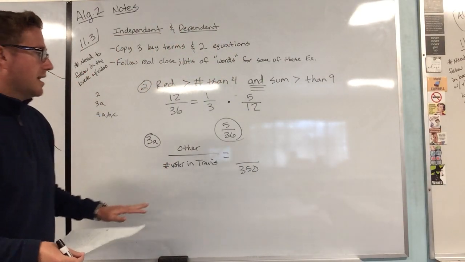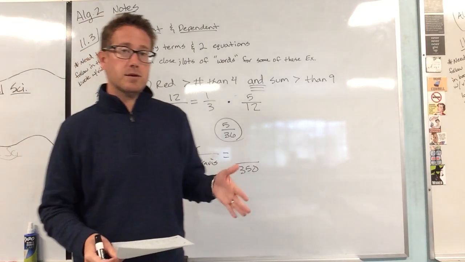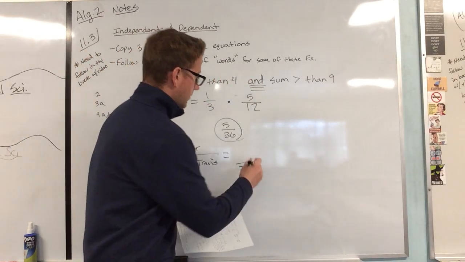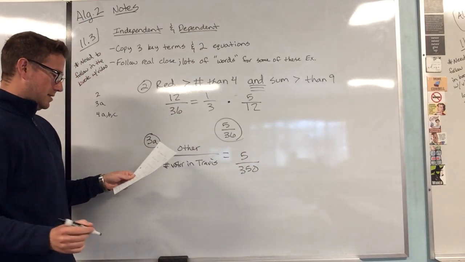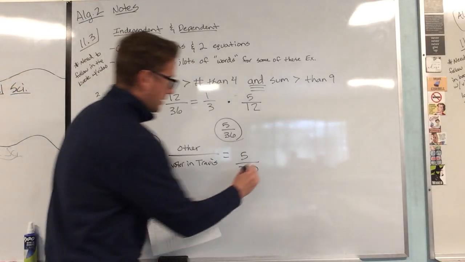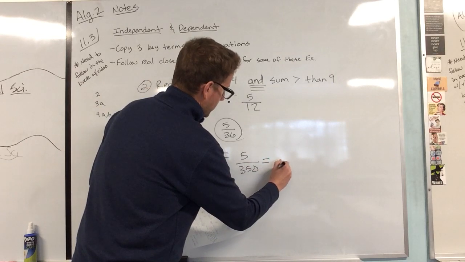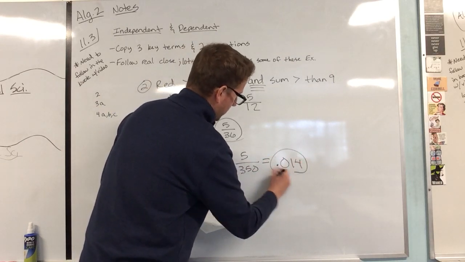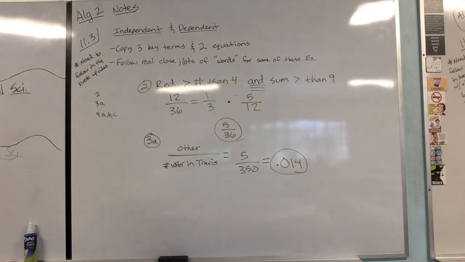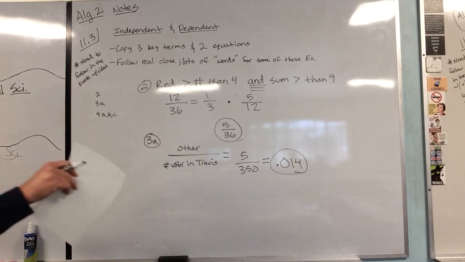Now, of those, how many are the other? 5. So this is what we want. We want the other, and we can reduce this down, and let's see, that's going to get us 0.014 chance of picking an other from all of Travis County.